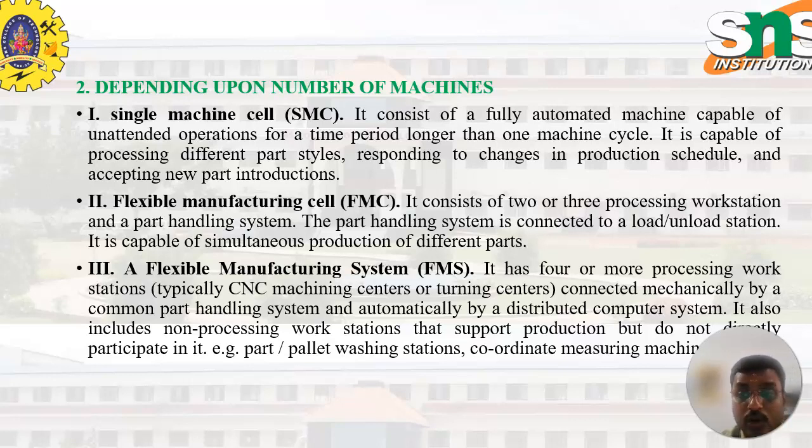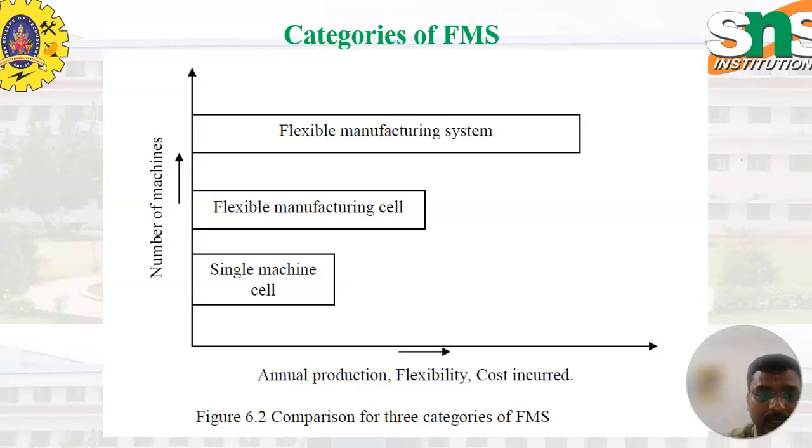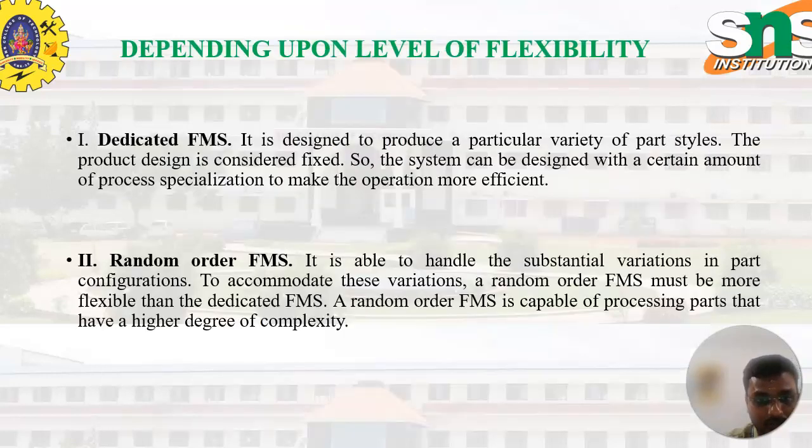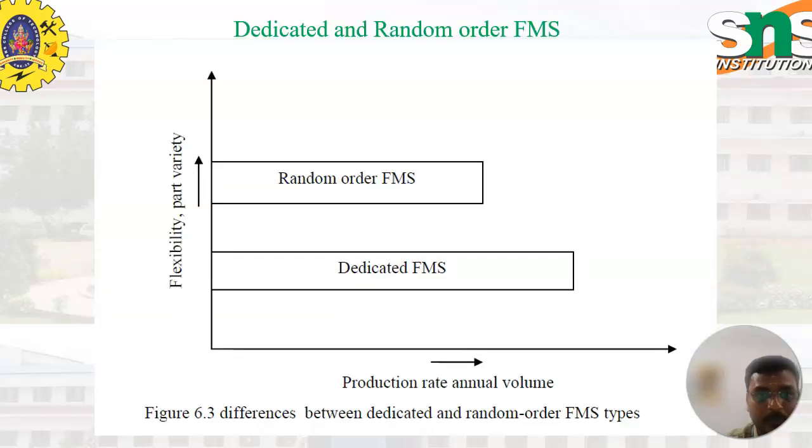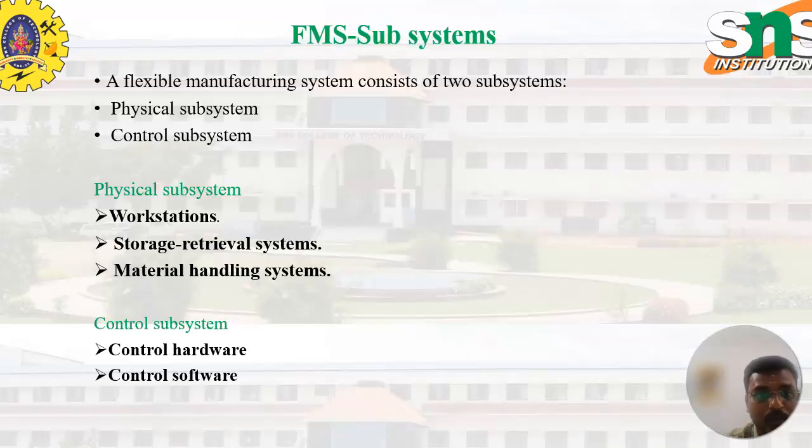FMS has four or more processing workstations. It will be interconnected with the CNC machining centers and turning centers to complete the process. These are the categories of FMS: single machine cell, flexible manufacturing cell, and FMS. Then depending upon the level of flexibility, we have two types: the dedicated FMS and the random order FMS. This is about the flexible manufacturing system.